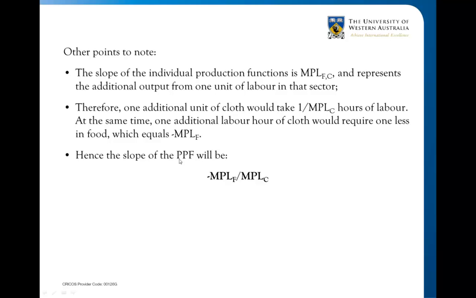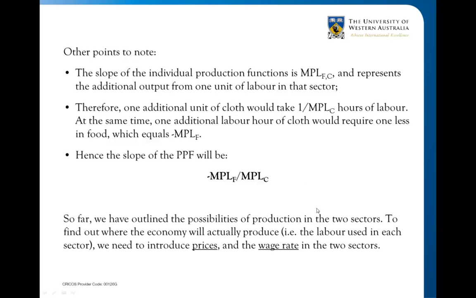So in other words then, going from the individual quadrants of the production functions, that means that the slope of the production possibility frontier is going to be the ratio of the two marginal productivities.